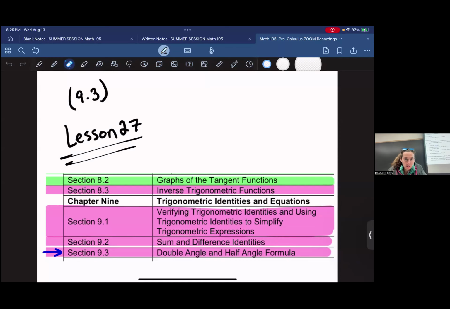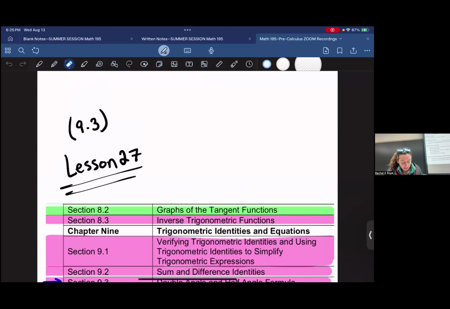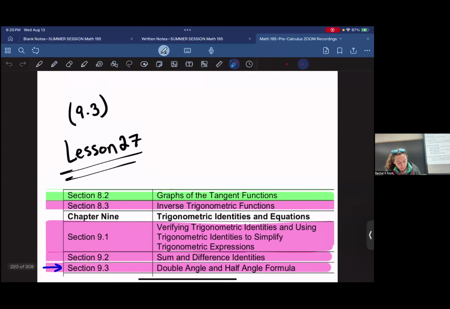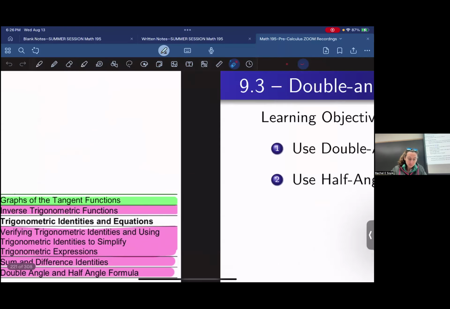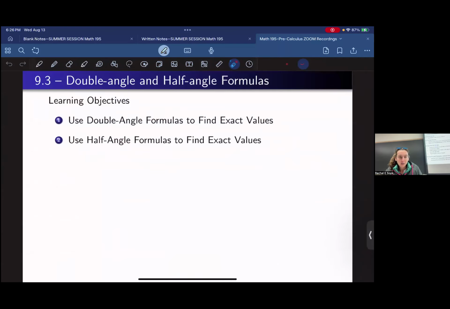Today we are going to go over our double angle and our half angle formulas, and then we're going to tackle some concrete examples involving both double angle and half angle formulas. So let's jump into it. Our objectives, we only have two, right? Using double angle formulas, first objective, and then using half angle formulas, second objective, in order to find our exact values.